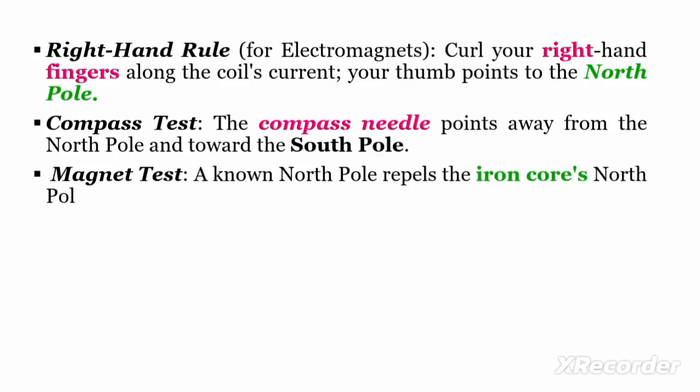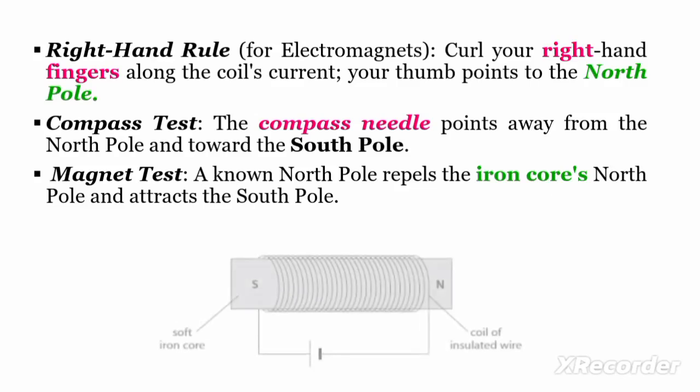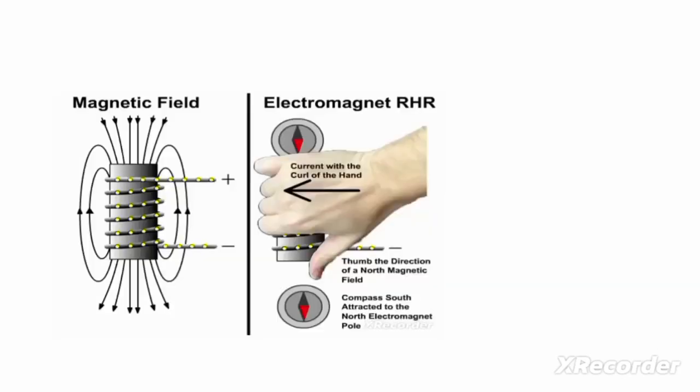We can also use the magnet test. A known North Pole repels an iron core's North Pole. So if we want to know if this pole is a North Pole, we can bring the known North Pole near to it. If it repels, then we will know that this is a North Pole. If it gets attracted to that pole, then we will know that this is a South Pole. So these are the 3 tests that we can apply.